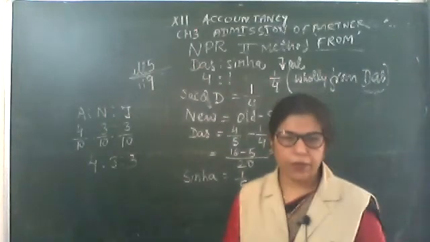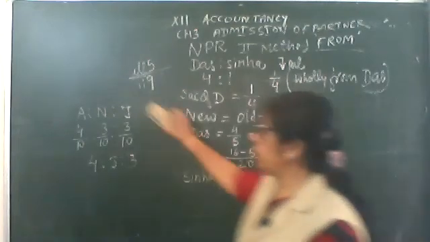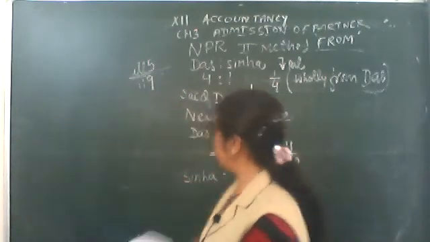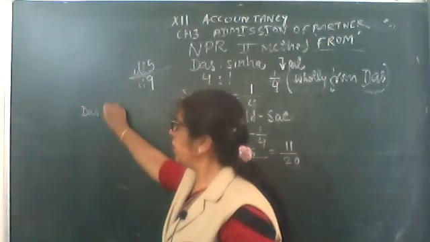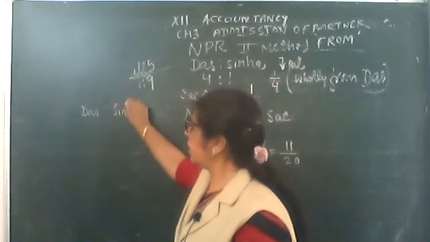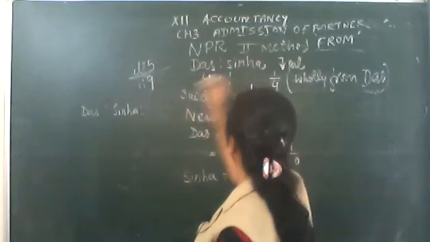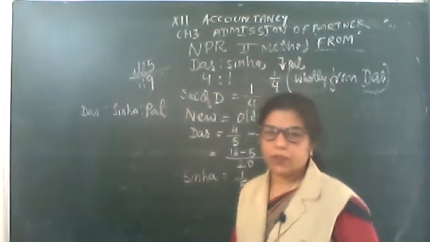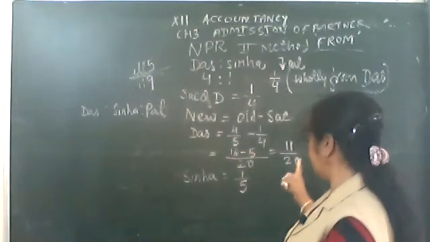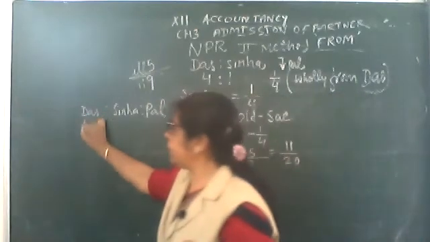Now, in the same way, we have to calculate the new ratio. New ratio, how to calculate? Das, Sina, and the third partner, Pal. Yes, the share is 11 by 20.